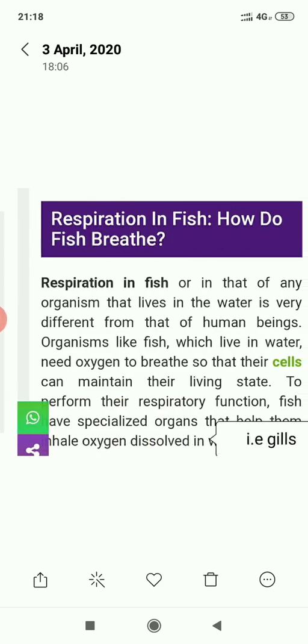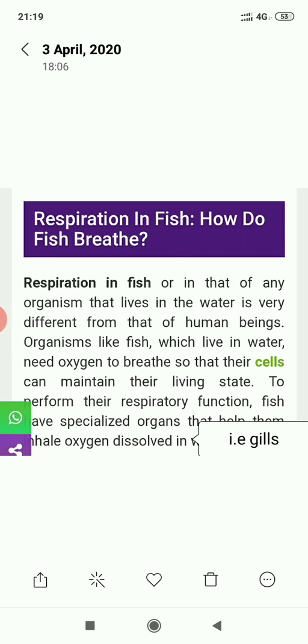Now the next topic is respiration in fishes. How do fishes breathe, or we can also say, how do aquatic organisms breathe? As you know, aquatic organisms take the oxygen which is dissolved in water. So their respiration rate is quite lower compared to human beings, as we take oxygen directly from the air, whereas aquatic organisms do not take oxygen directly from the air; they take it from the water, the oxygen which is dissolved in the water.